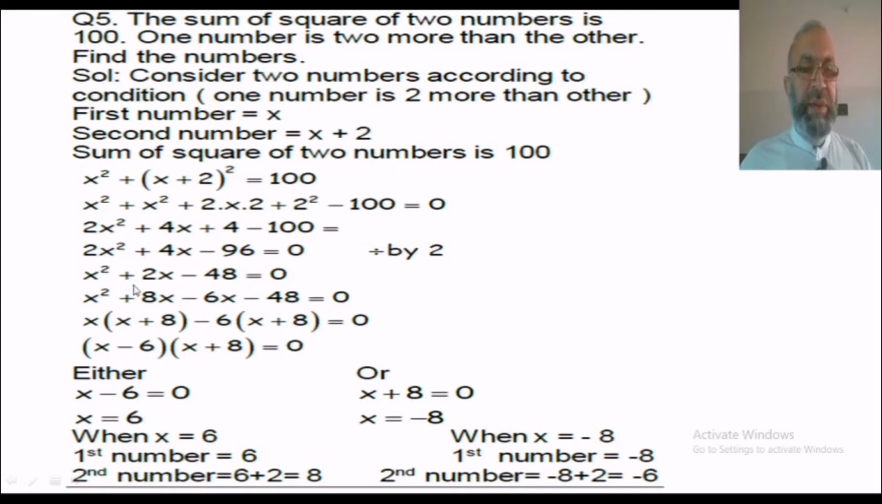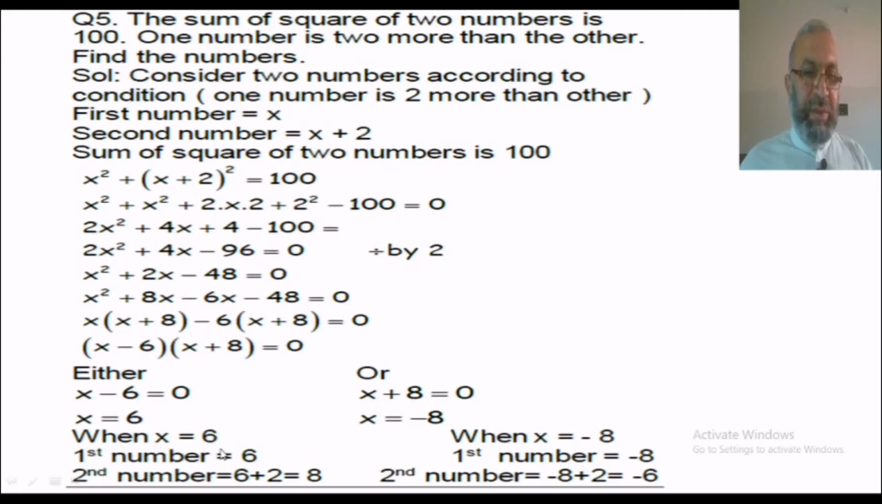Again by factorization we get two factors, x minus 6 and x plus 8 equal to 0. So either x minus 6 is equal to 0, we get x is equal to 6, or x plus 8 is equal to 0, we get x is equal to minus 8. Here again, for the numbers, the sum of the squares of two numbers is 100, there is no condition that it is positive or negative. So we take both the results, positive and negative.